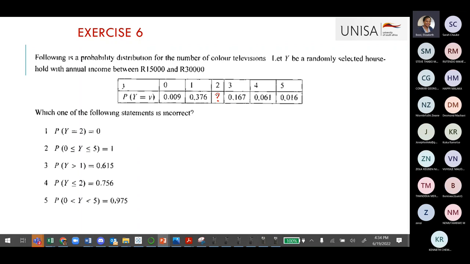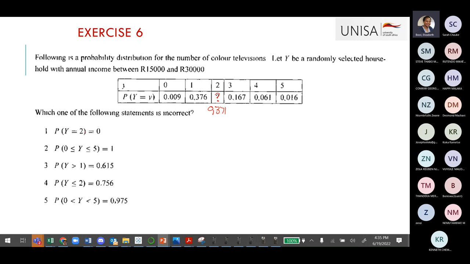How much is it? What is number 2? Probability of number 2 will be 1 minus, you can just minus all the values, 0.009 minus 0.376 minus 0.167 minus 0.06 minus 0.61 minus 0.016, and the answer will be 0.371. Are we on the same page? Yes. Right, cool. And then you are able to answer any of these questions.